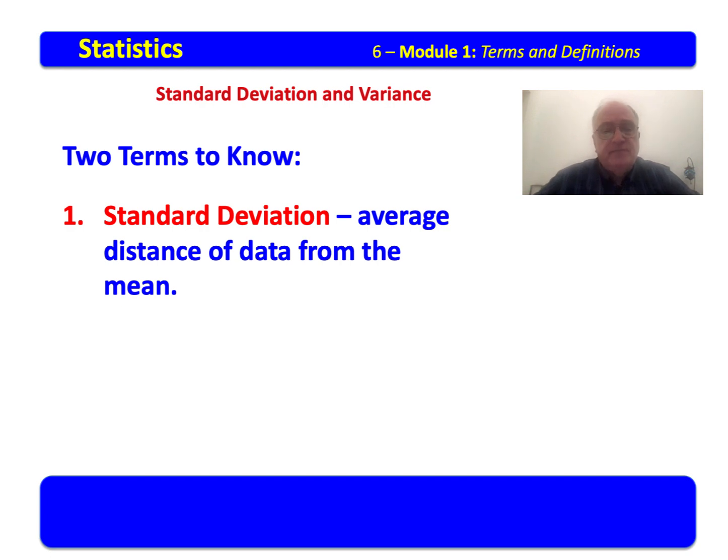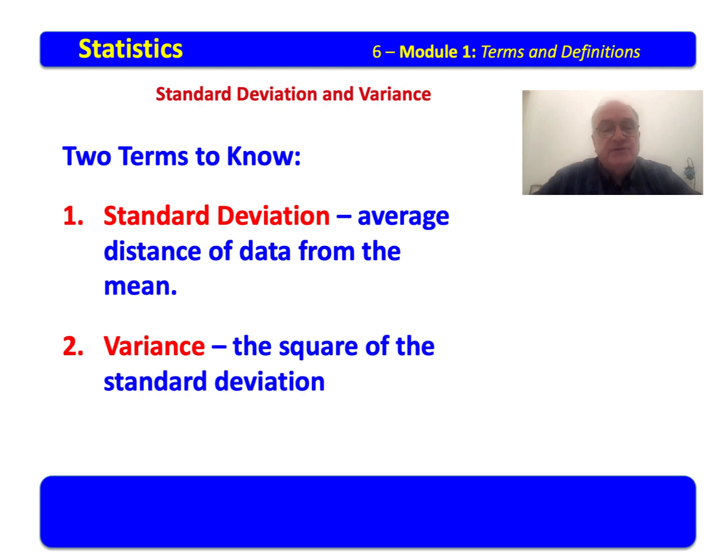Standard deviation is the average distance of the data from the mean. That means we have a data set and we take the average and then we look at how far each of them is from the average, and we average their distance from the mean, and that becomes the standard deviation. The variance is the square of the standard deviation.